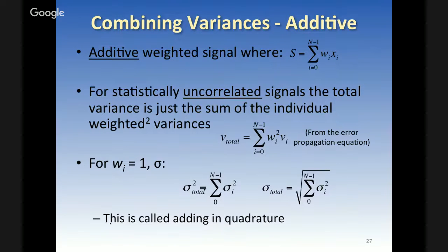Let's talk about how we combine variances. And this is for additive only.